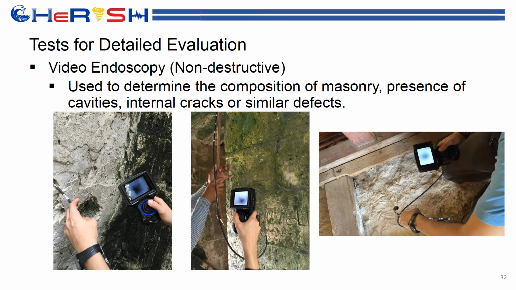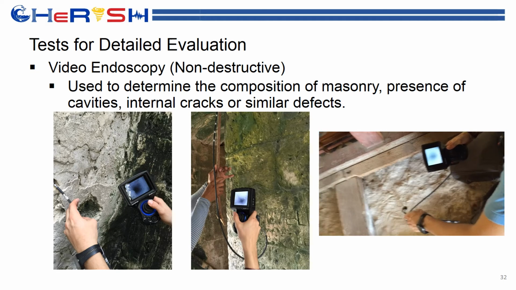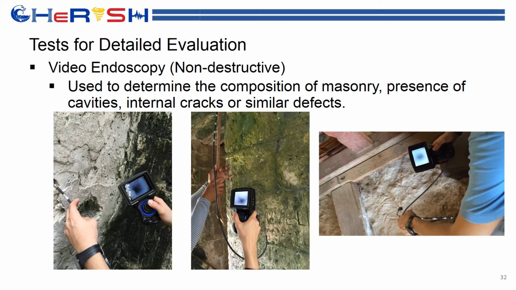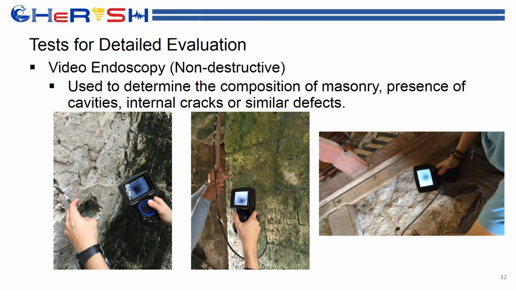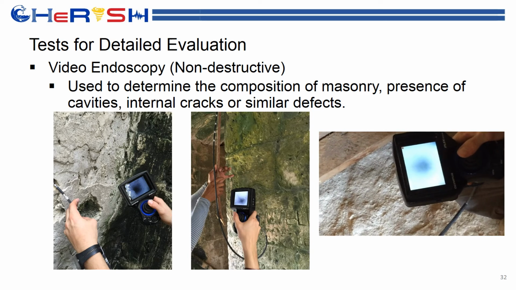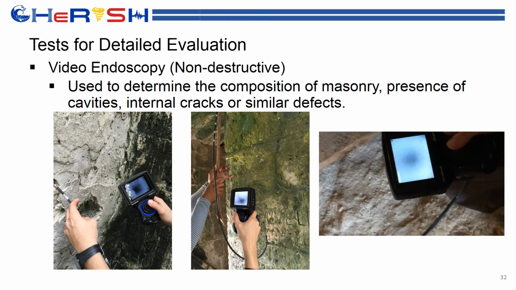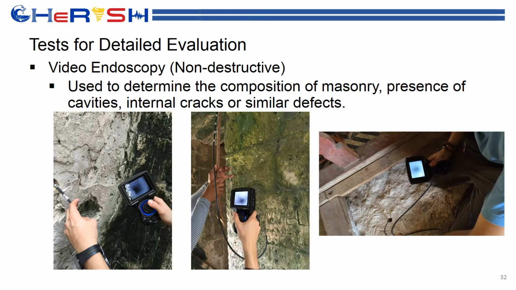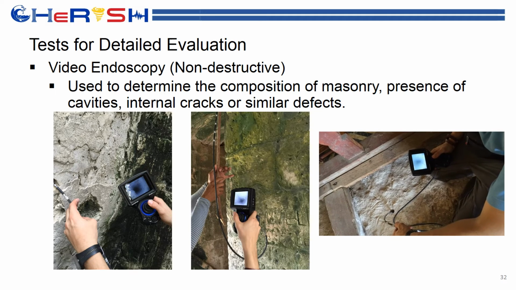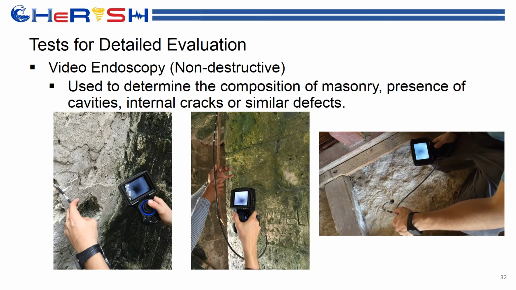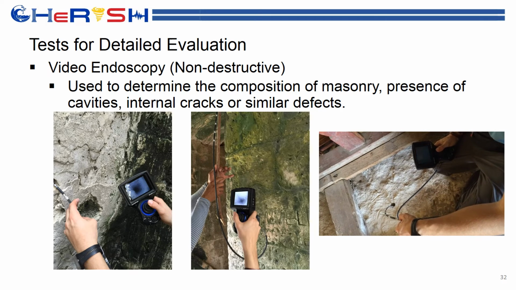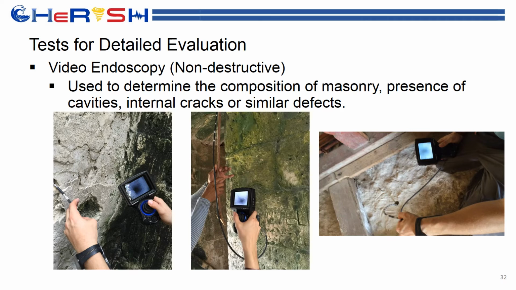Another test that we can do to determine the condition of the structure is what we call a video endoscopy. This is very useful, particularly in difficult to access areas. Right? It allows us to determine the composition and presence of cavities in a structural member wherein access is really difficult. And with that, we can determine the presence of defects, internal defects, which of course are difficult to detect using a simple visual inspection.